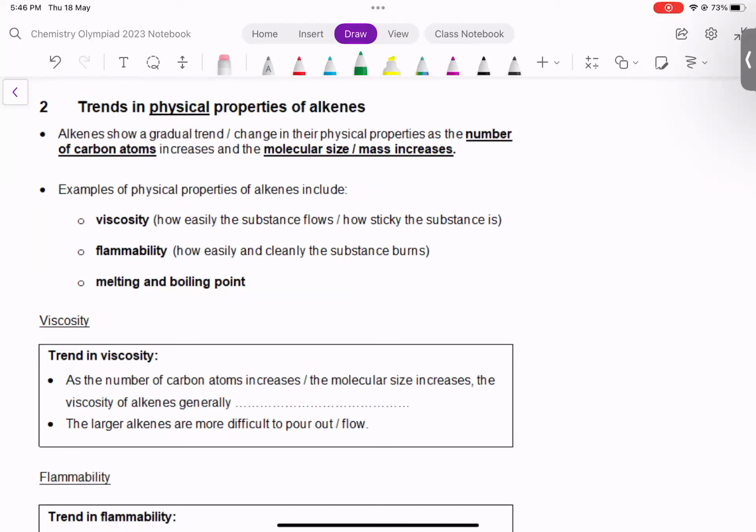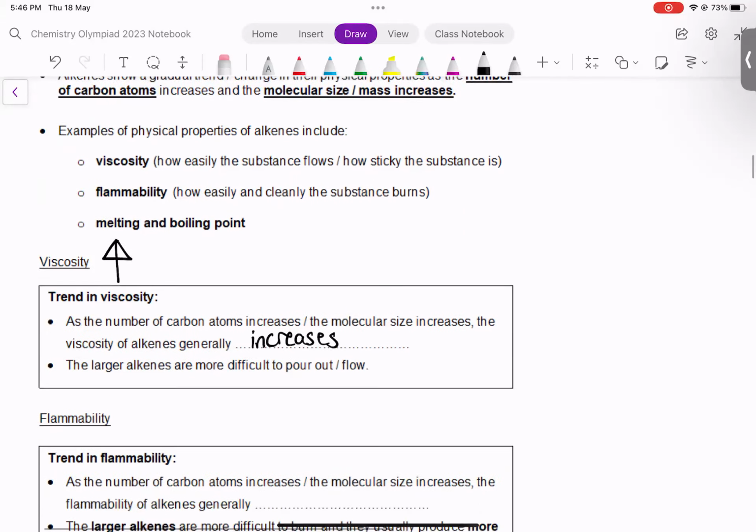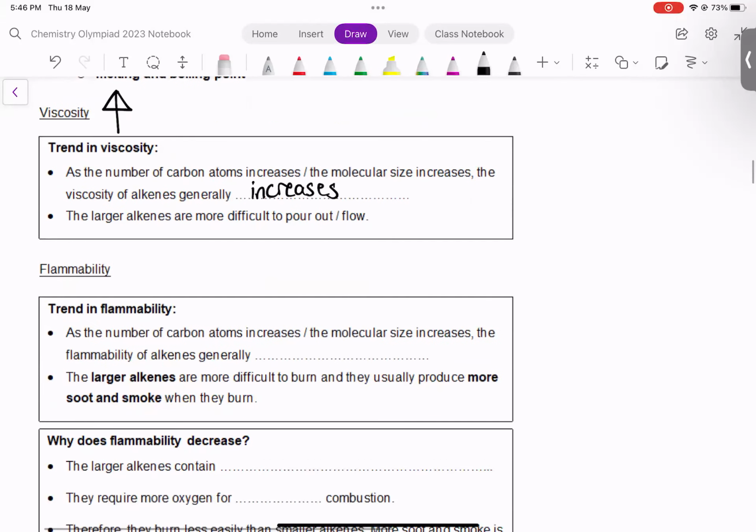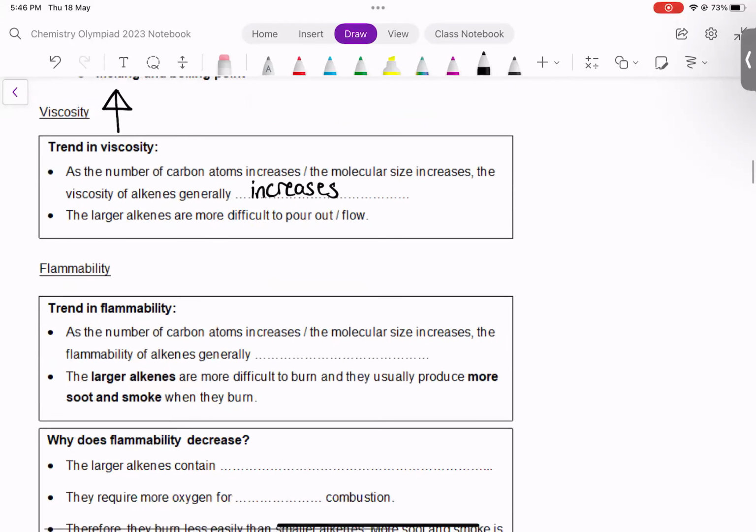So we look at viscosity. As the number of carbon atoms increases, the viscosity also increases. Now, what is viscosity? Viscosity is how sticky a substance is. So as the number of carbon atoms increases, the molecular size and mass increases, the alkenes become more viscous, more sticky.